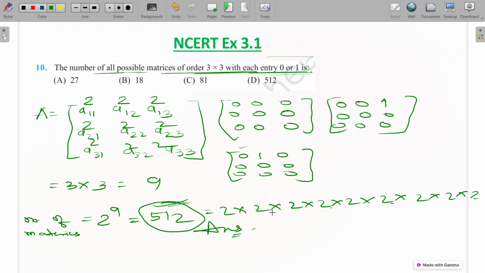So this is all about this lecture. Here we have dealt with completely NCERT exercise 3.1. In the next lecture, we will deal with the basic operations of matrices, and then we will solve each next exercise of NCERT.